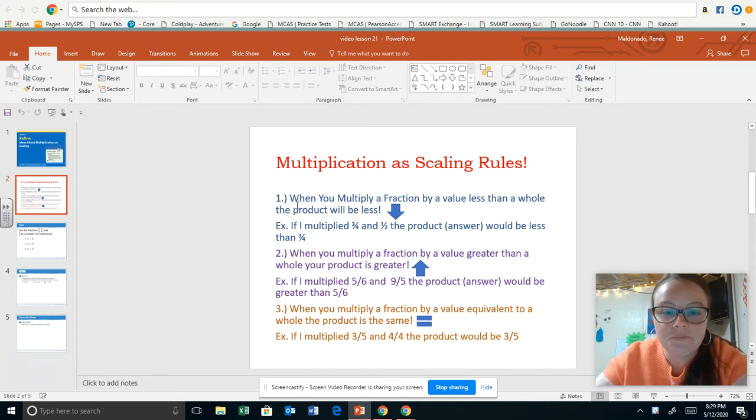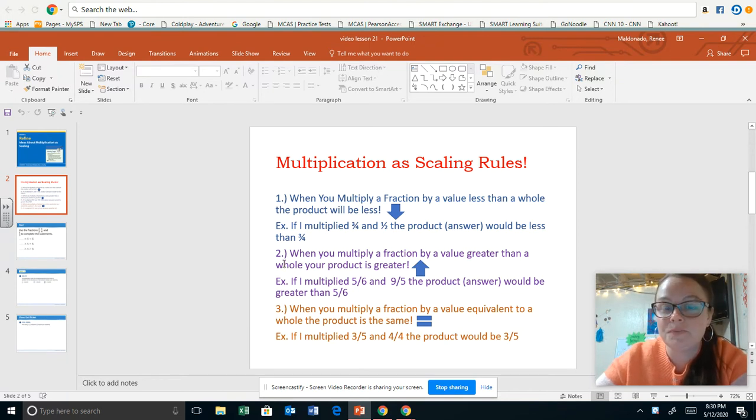Rule number 1: when you multiply a fraction by a value less than a whole, the product will be less. So your answer is going to go down. For example, if I multiplied 3/4 and 1/2, the product, the answer, is going to be less than 3/4. Because 1/2 is less than a whole, when I multiply that by 3/4, my answer is going to shrink. It's going to get smaller because a half is less than a whole.